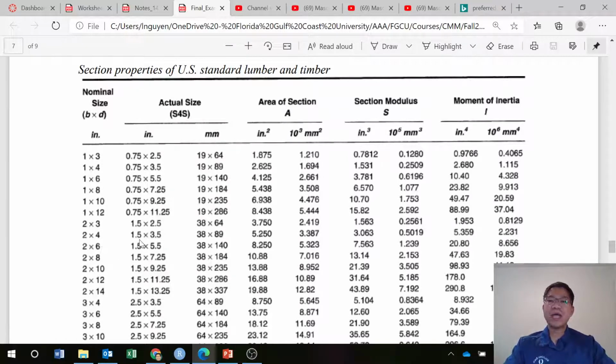The actual size, as you can see there, is only 1.5 inches for the width, and the actual depth or height of the cross section of that wood structure, for a 2x4, is only 3.5. So that is the actual size. When you design, you need to consider the actual size, not the nominal size. Keep that in mind when we do wood structures, and of course any other structure, we need to focus on the actual size.